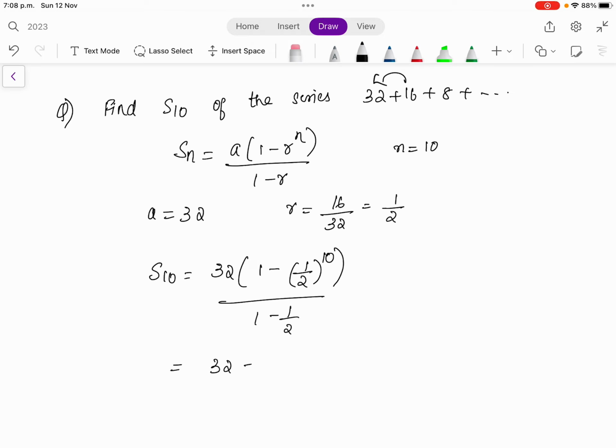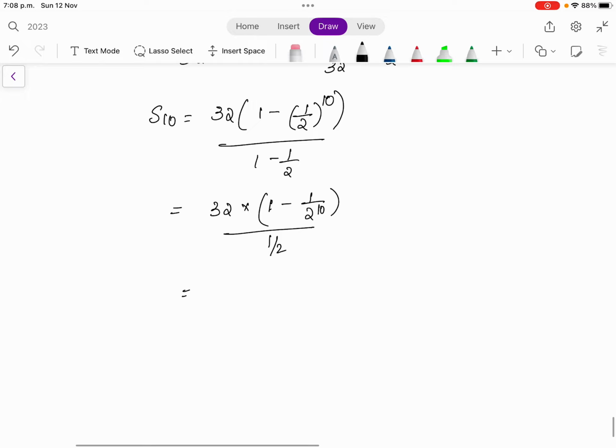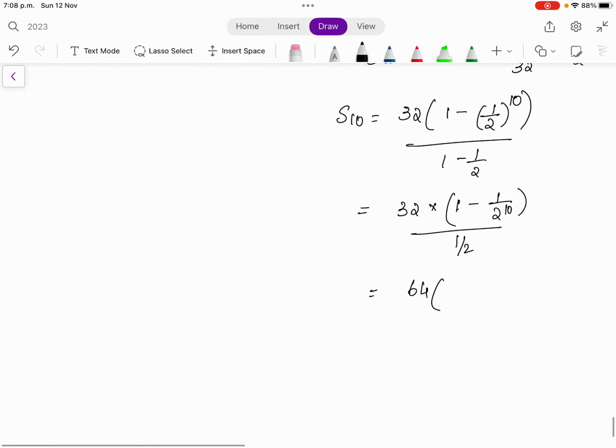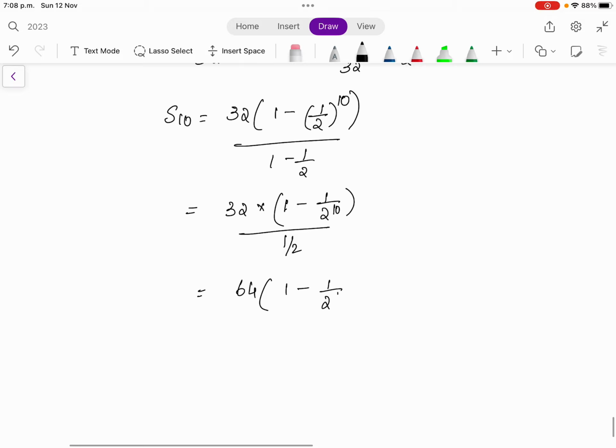So that is 32 times 1 minus 1 by 2 to the power of 10 divided by 1 over 2, and if you bring the 1 over 2 to the numerator, it will be 64 times 1 minus 1 by 2 to the power of 10. If you put it into the calculator, you will get 63.94. So if you have the formula for Sn, you will be able to find S10 or any number which is relevant for you.